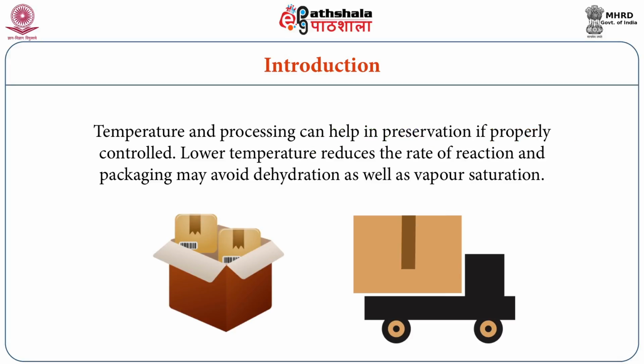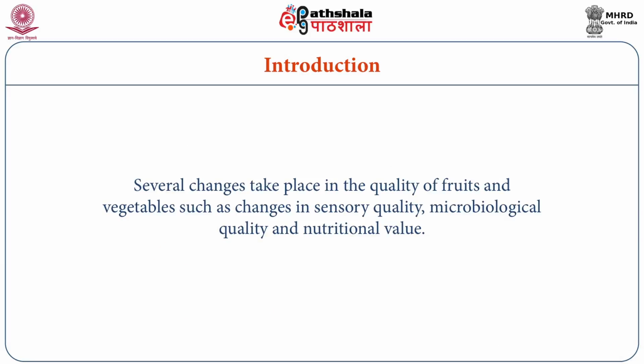Temperature and processing can help in preservation if properly controlled. Lower temperature reduces the rate of reaction, and packaging may avoid dehydration as well as vapor saturation. Several changes take place in the quality of fruits and vegetables, such as changes in sensory quality, microbiological quality and nutritional value.